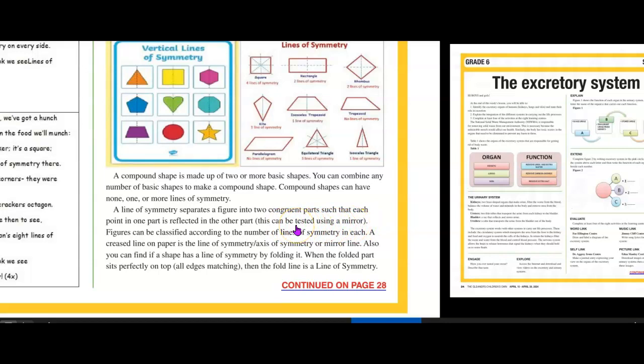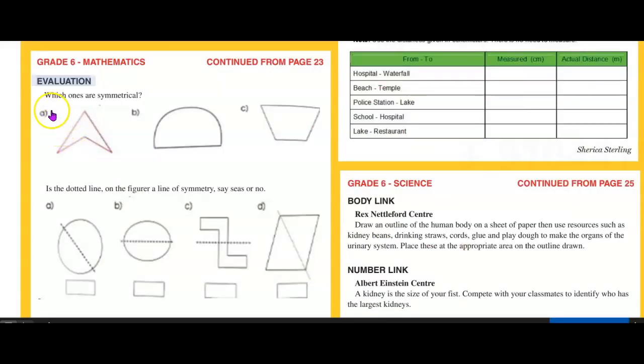So if we have a mirror and we have the rectangle, you put that rectangle at that point where you can see the other half in the mirror, that image, then we know we have found a line of symmetry. Also, you can find if a shape has a line of symmetry by folding it. When the folded part sits perfectly on top, all the edges matching, then the fold line is a line of symmetry. So the question now is, which ones here are symmetrical?